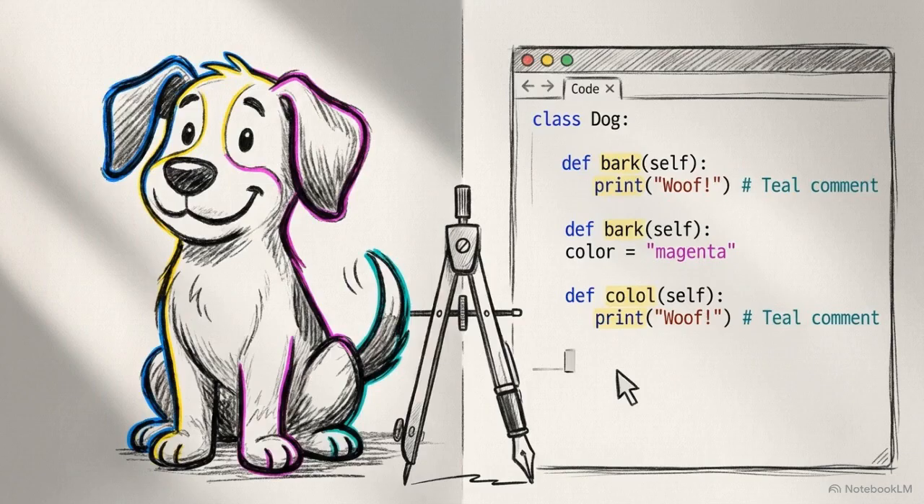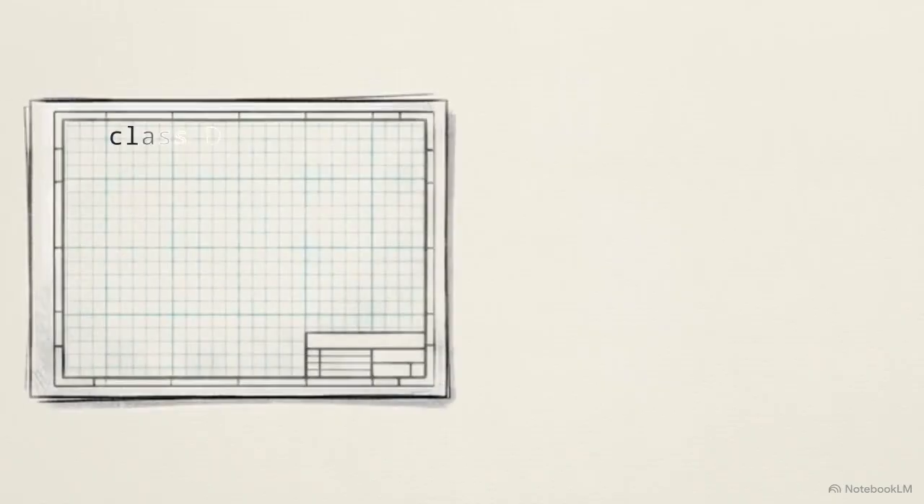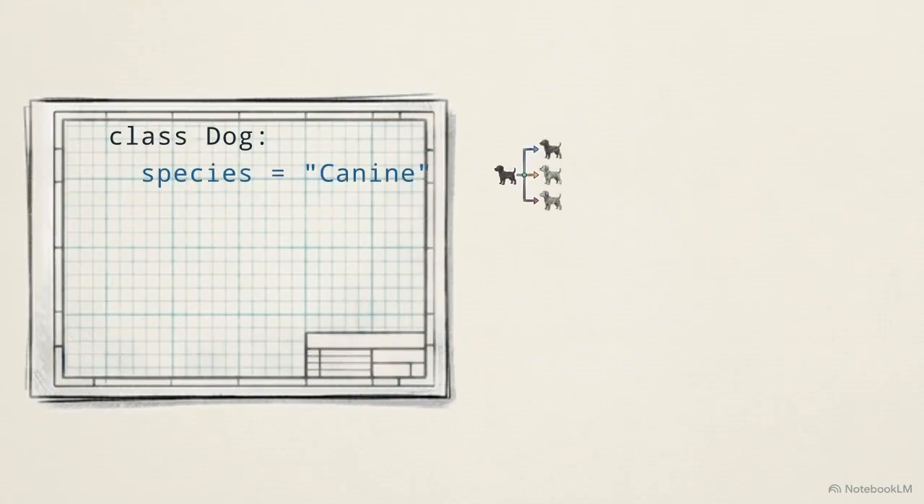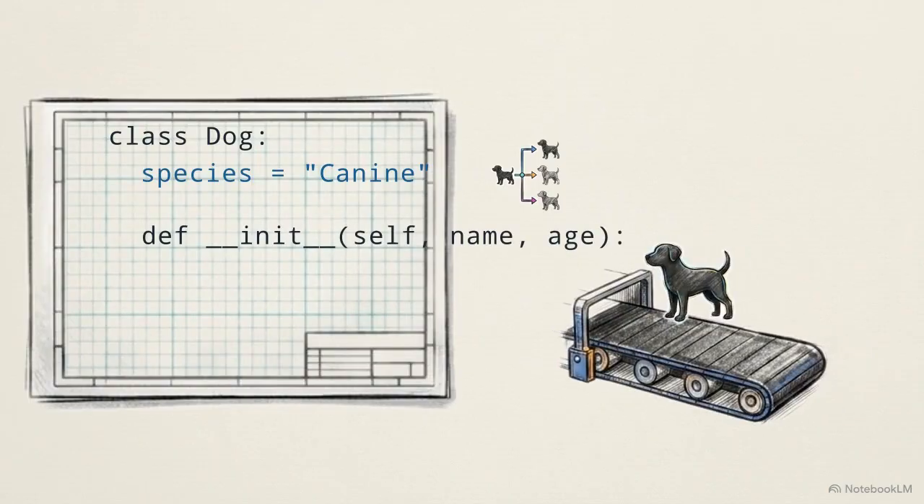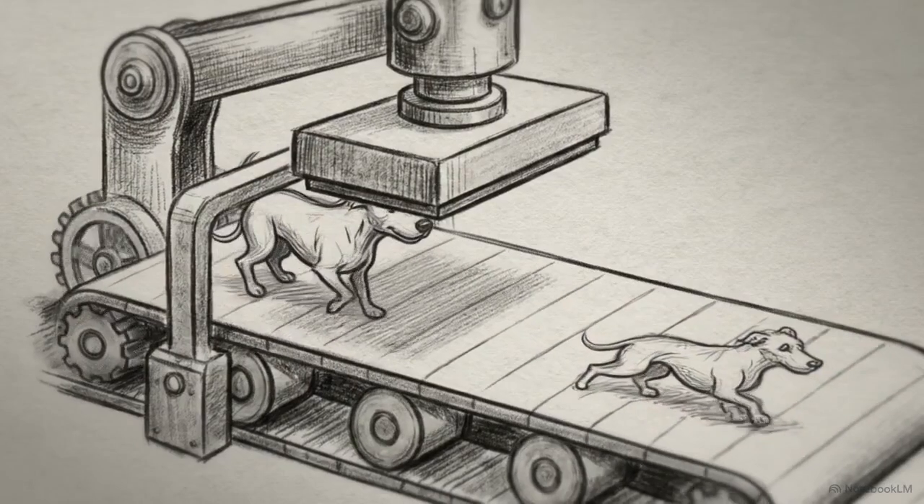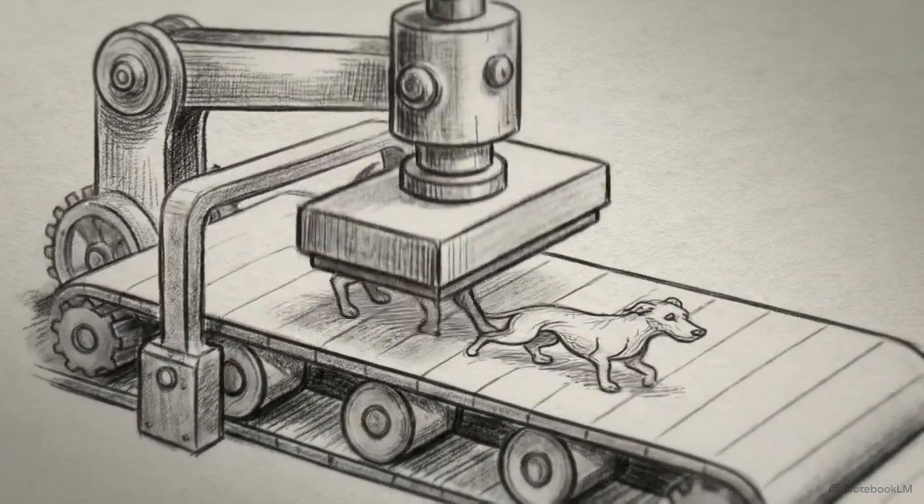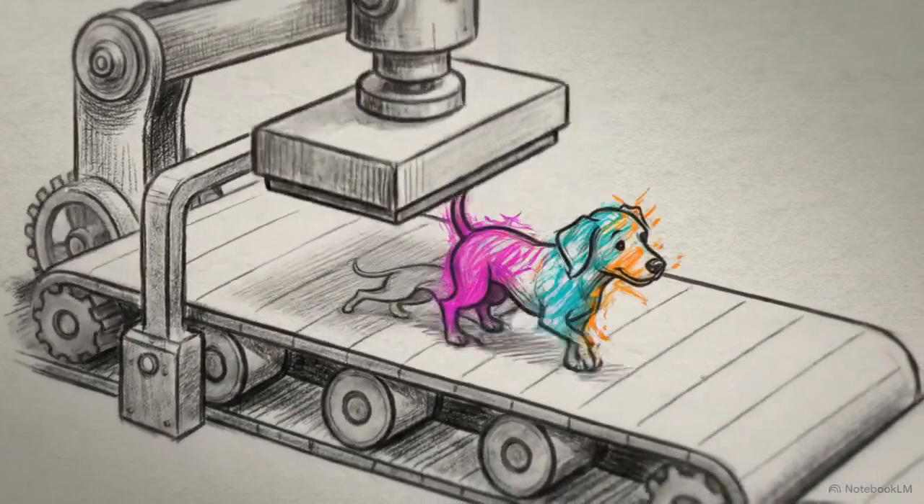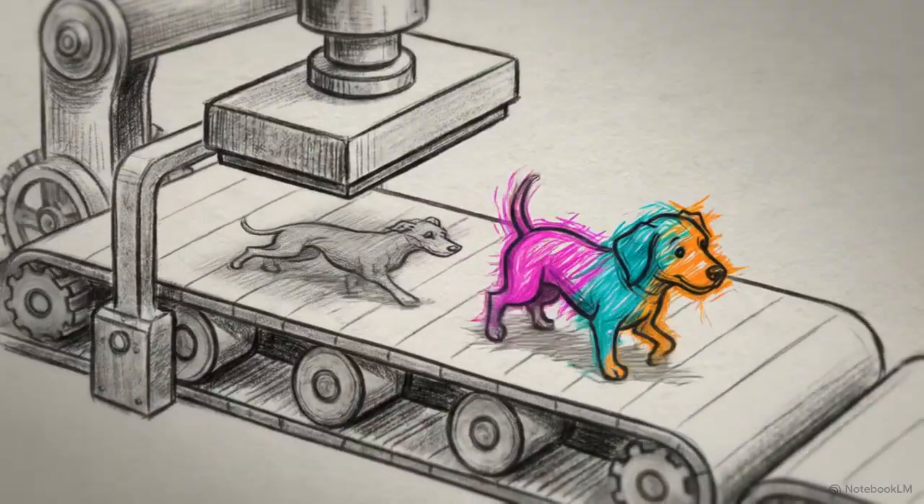To see how this works in practice, let's look at how we translate our dog blueprint into actual Python code. The class dog command opens a blueprint container. Species equals canine is a class attribute shared by every dog. Next, the init function acts like an automated assembly line, where self tracks each individual pet, holding its unique data like name and age. This small block of code acts like a universal machine, capable of generating a nearly infinite number of unique digital pets.